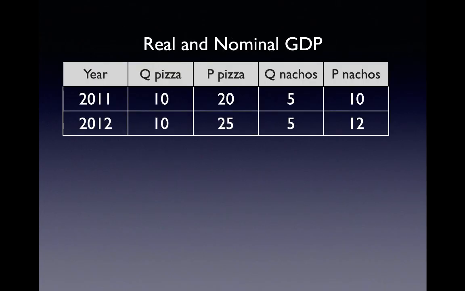Okay, so let's go right into a simple calculation. This is kind of an oversimplified way of how GDP gets calculated, but this gives you the basic idea. We have two goods here, pizza and nachos, and I made this example so that prices of these two things are going up, but notice quantities are not going up. And so what we want to do is separate the effect of rising prices from the actual production of goods here.